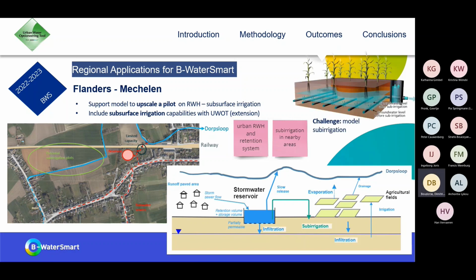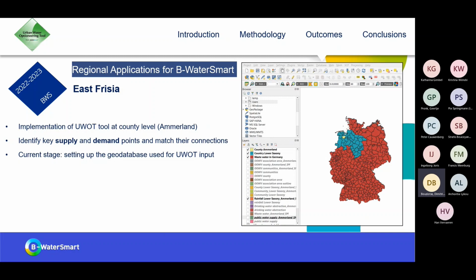So the challenge here for UWOT is to include the subsurface irrigation dynamics, because the model does not include such a component presently. So we will extend and explore the model capabilities and generate knowledge on conceptualizing subsurface irrigation in such a setting. Finally, for the application for East Frisia at the county level, we include the whole application, looking at the whole picture of the system there, where we will identify and model key supply and demand points and match their connections so that the system can be simulated.